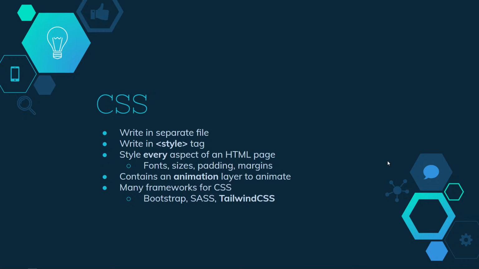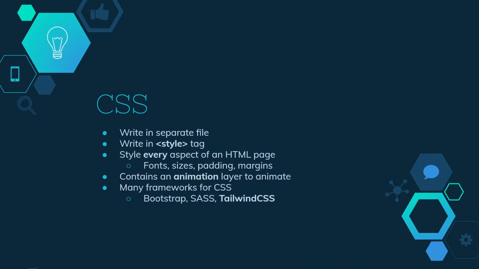So in CSS, we can bring in some CSS to style our websites in a couple of different ways. We can either write it in a separate file, which is the most ideal, or you can write it in the style tag. And you can style every aspect of an HTML page: the font sizes, sizes of different elements, padding, margins, even animations. So CSS contains an animation layer.